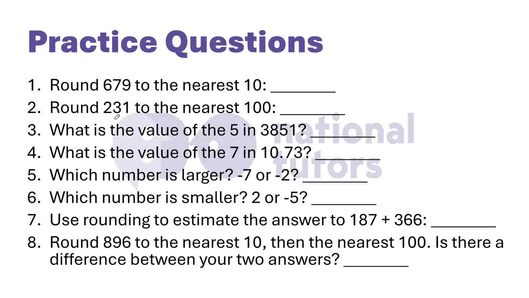Number 2, round 231 to the nearest 100. So this time I'm going to be focusing on my hundreds column. I've got 2 in the hundreds column, which means the 3 in my tens column is my decider. 3 is lower than 5. So therefore, I'm going to be rounding down to 200.